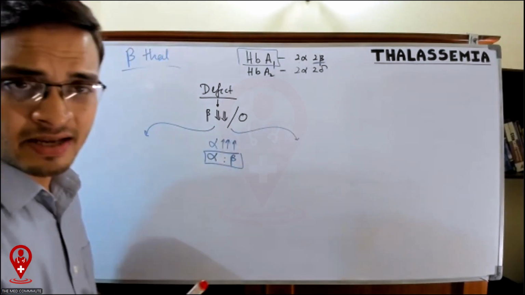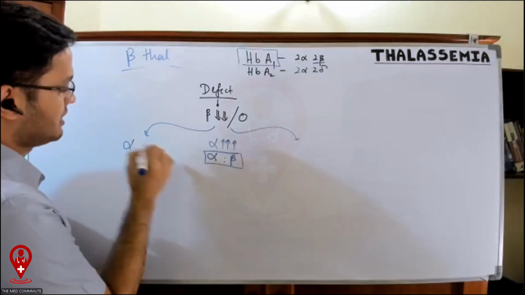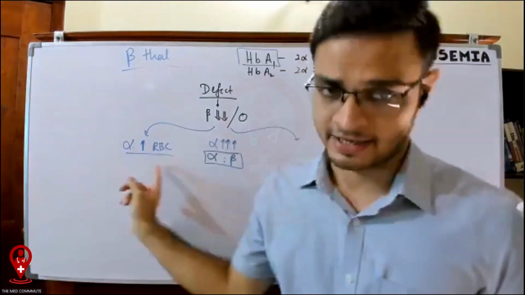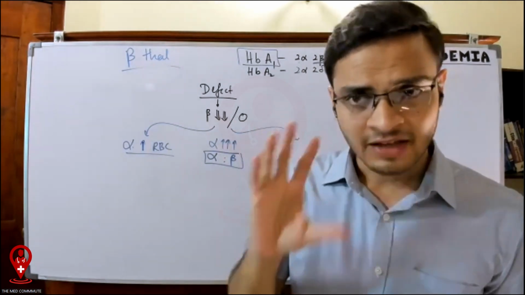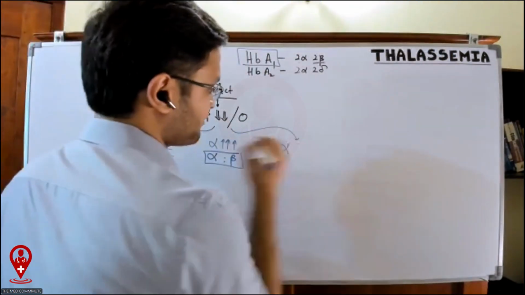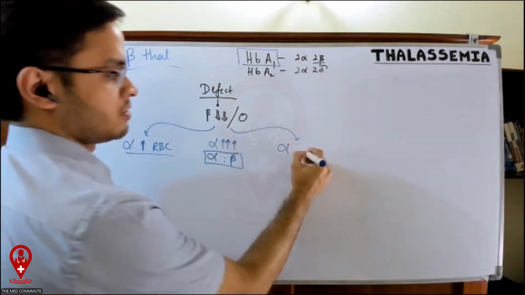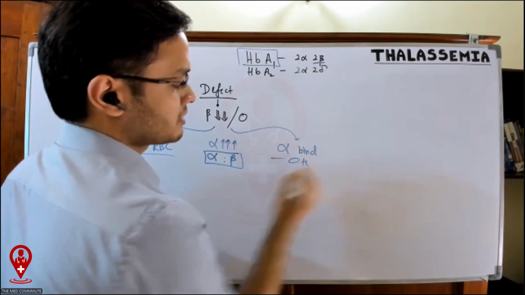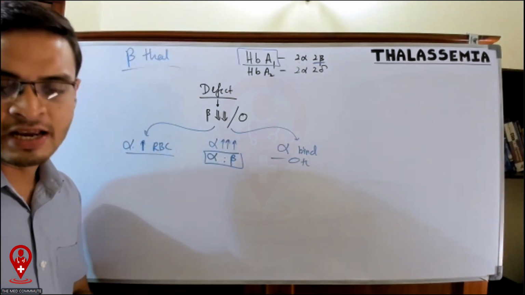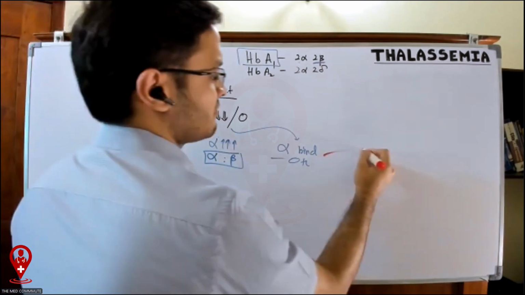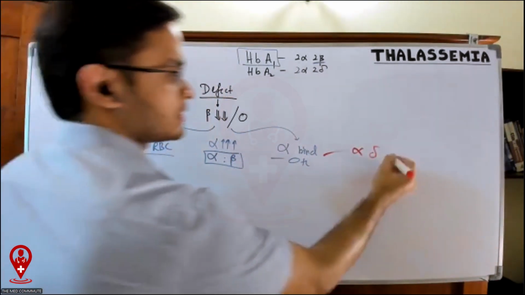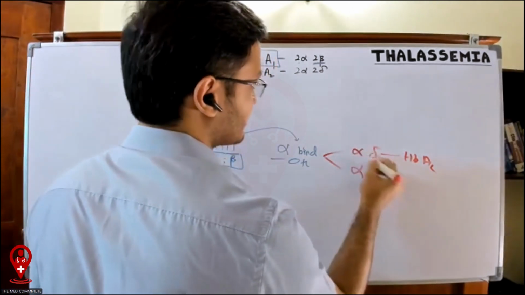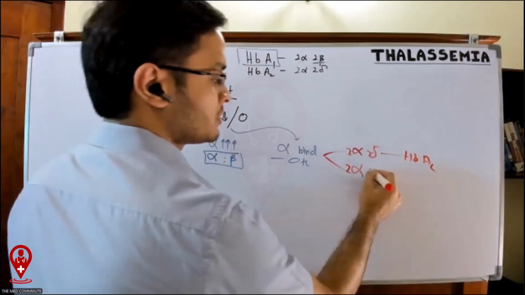One thing that can happen is, guys, alpha chains will start increasing within RBCs, within red blood cells, because there is no beta to bind. The other thing is that alpha chains will bind to other globin chains. What do I mean by other globin chains, guys? We talked about it here also. Alpha can go and bind to delta. That is what HbA2 is. Alpha can also go and bind to what? Gamma. Two alphas will go and bind to two gammas.